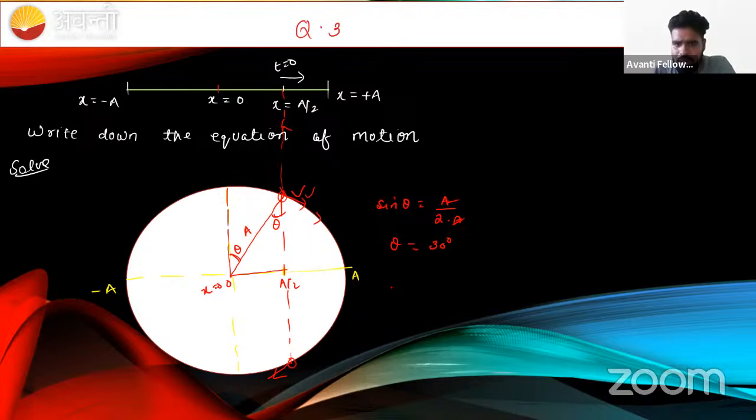Then what is the equation, beta? x equals A sine of omega t plus phi. What is phi here? It is the initial angle the particle makes at t equal to 0. That is 30 degrees. This is our answer. I hope this is clear to everyone.